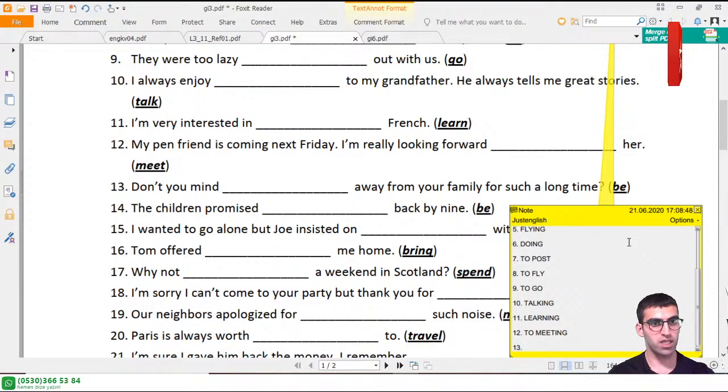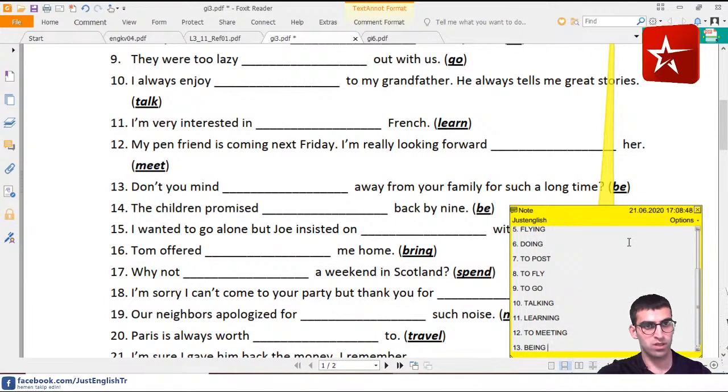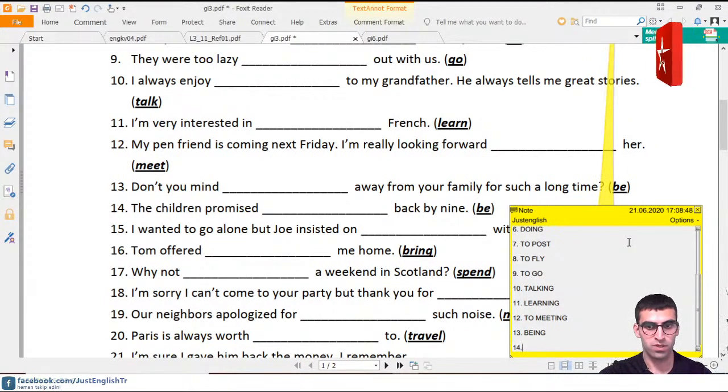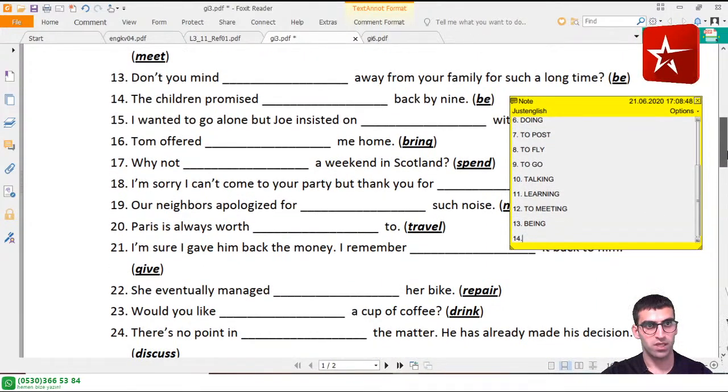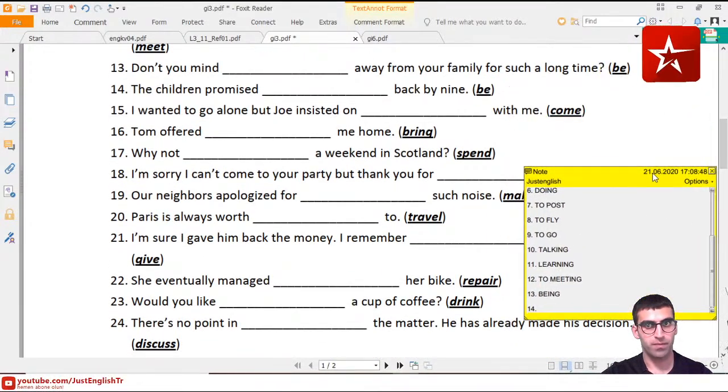So being is a correct answer. Like, don't you mind being? Why being? Because after mind we have to use being. Don't you mind being away from your family for such a long time? Being is a correct answer for number 13. And number 14.